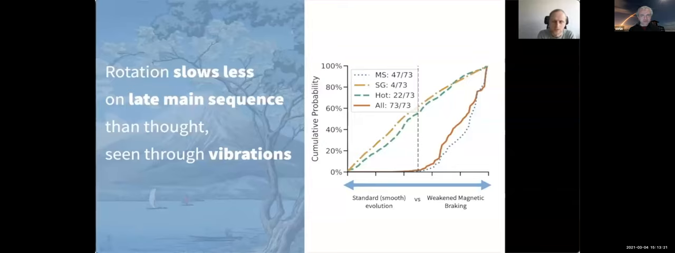My haiku is: rotation slows less on late main sequence than thought, seen through vibrations. Stars on the main sequence lose angular momentum as they age, and the rate at which they lose angular momentum is tied to their color. So if you know a star's color and its rotation rate, you know its age.